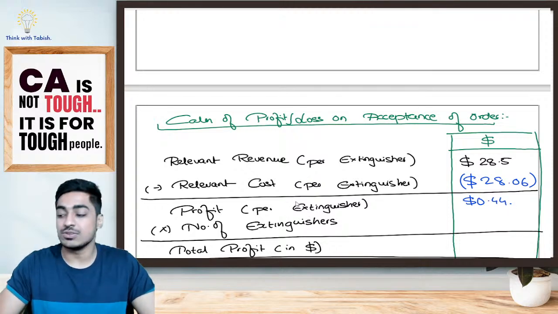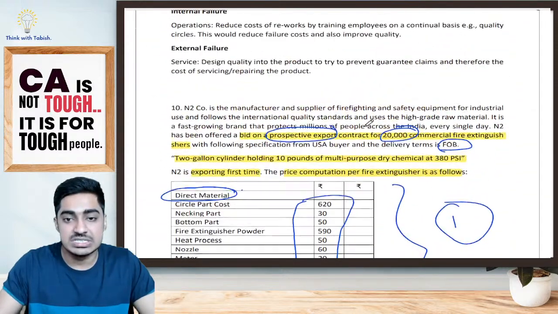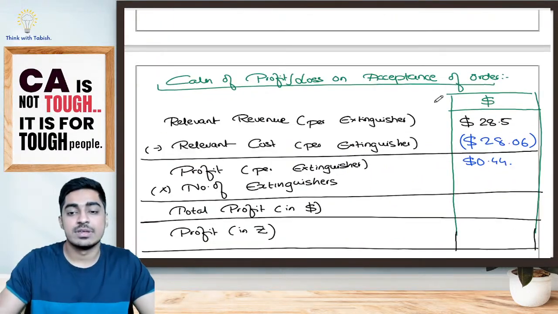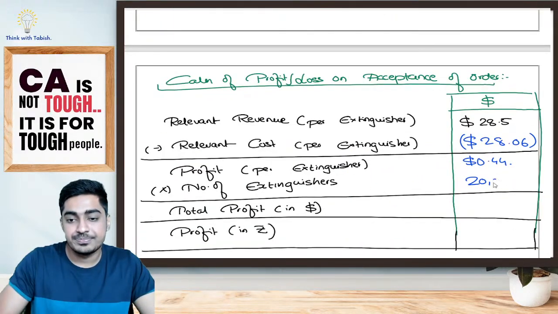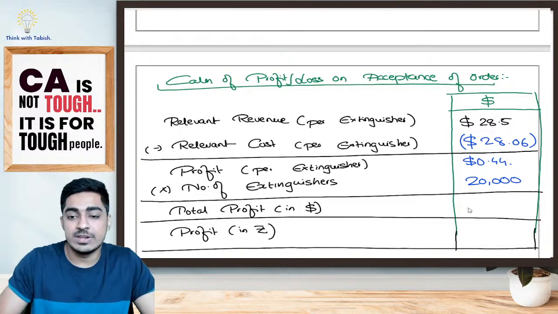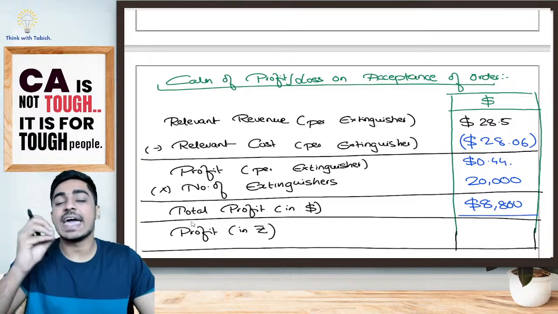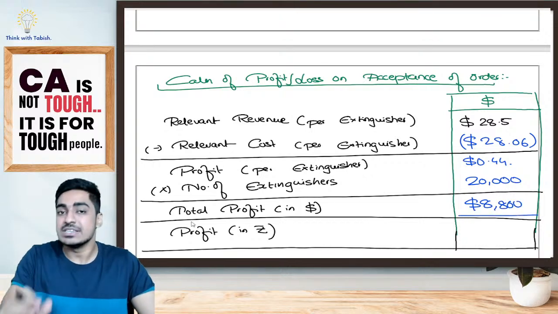Like this, how many extinguishers do we have? I guess we have 20,000 extinguishers. Yes, 20,000 extinguishers we have. So how much profit will we be earning? We will be earning a profit of $8,800 if we accept the special price order.